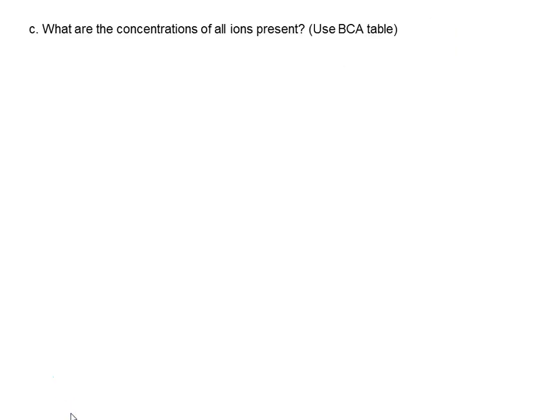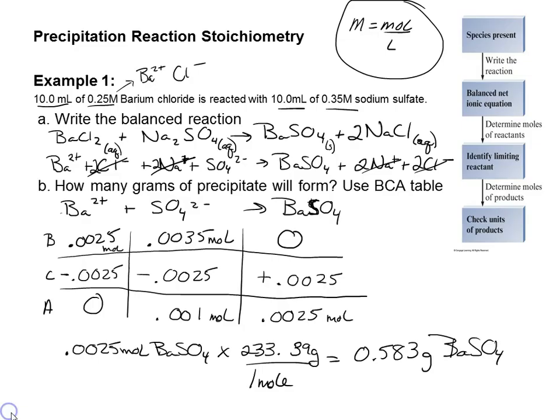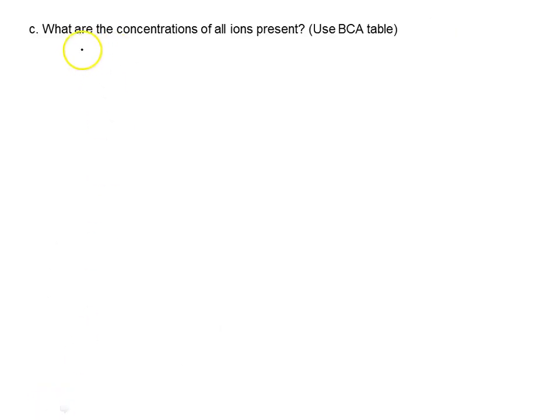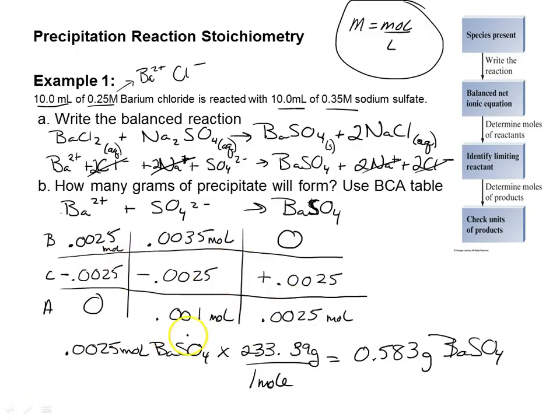Now the next part of the question says, what are the concentrations of all the ions present? If we bounce back and take a look at our table, this is a really easy thing to tackle now, because we know everything in moles. The only thing that you need to remember is that concentration is molarity, moles per liter. So we're going to have to put things back into molarity. Right now we've just used moles.